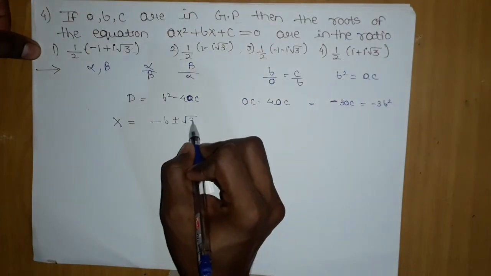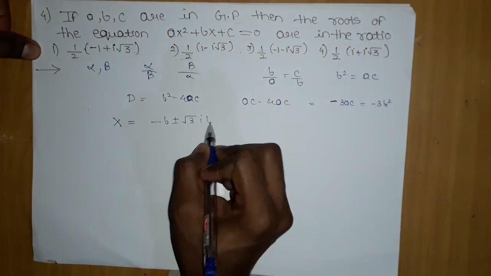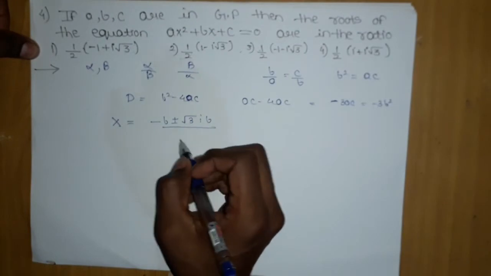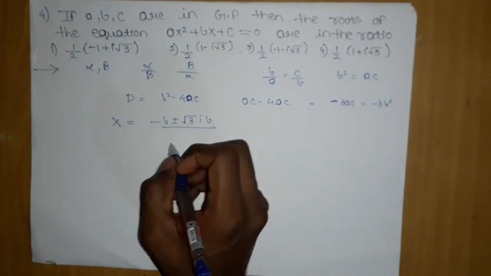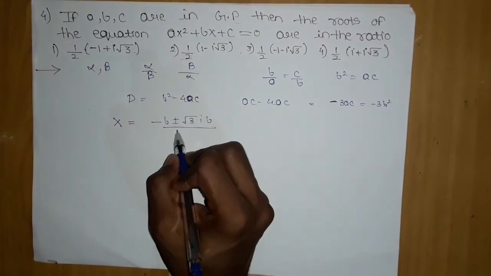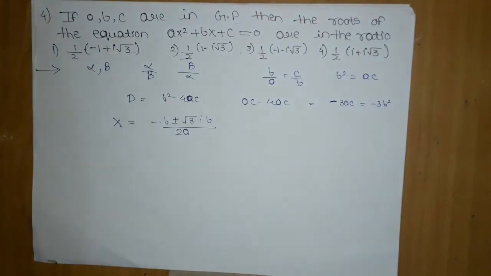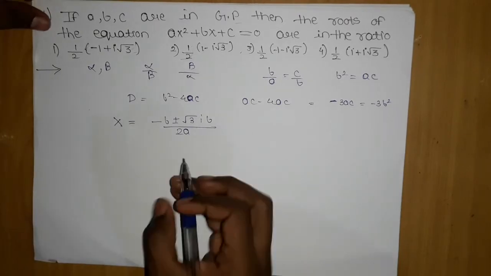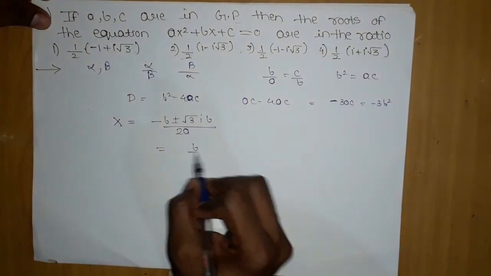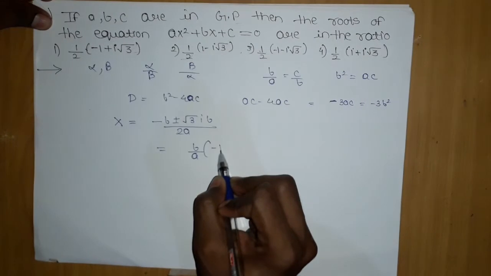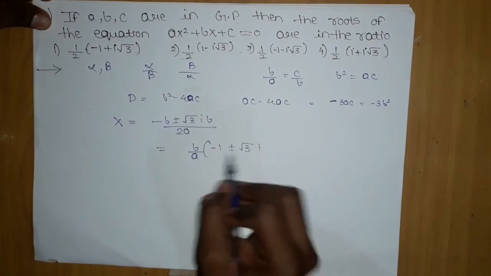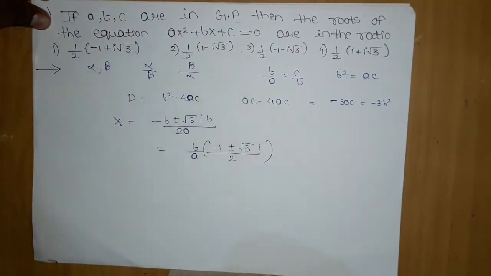I can write under root 3i, and here I can write b, and 2 into a in this equation. They have given a also, they have not given a as 1. So we have 2a. Now I will take a and b outside, then what we have is b by a, here I have minus 1 plus minus under root 3 iota upon 2. So this is the x which I am getting.